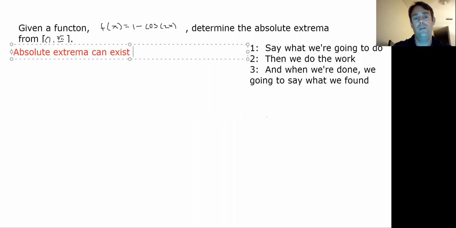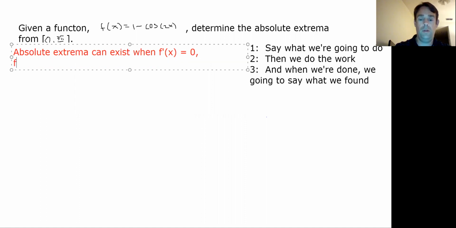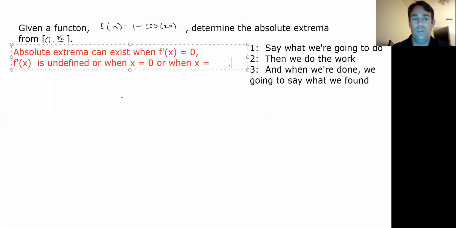can exist when f prime of x equals 0, f prime of x is undefined, or when x equals 0, or when x equals, and I'm going to have to write that one in there. So we say what we're going to do. And now, friends, hopefully you did the work.